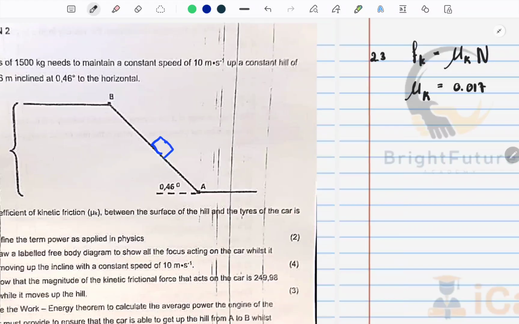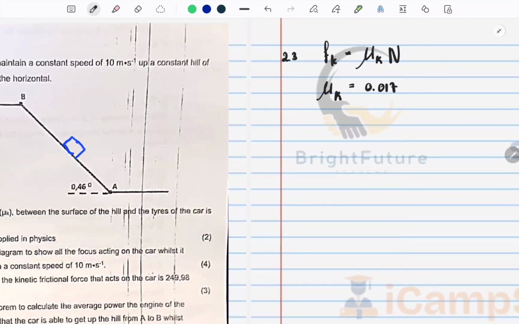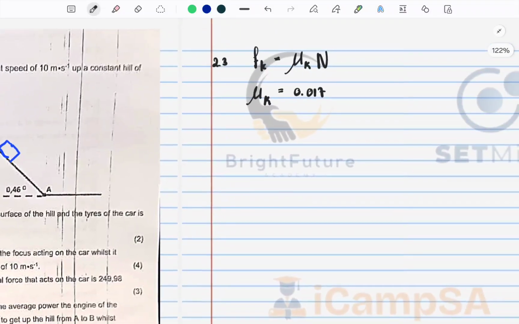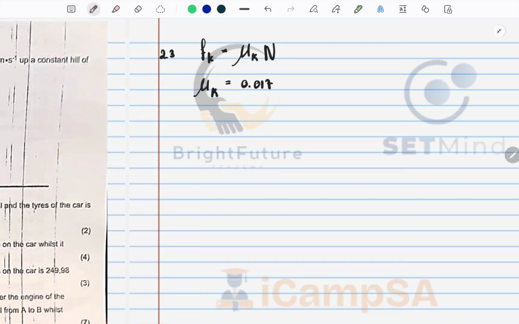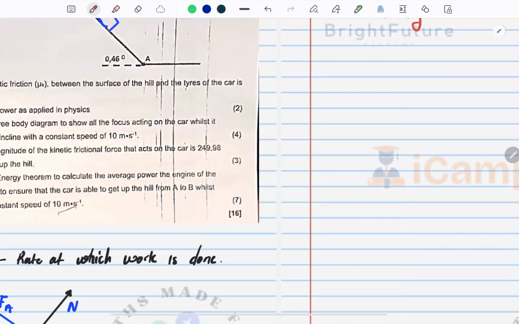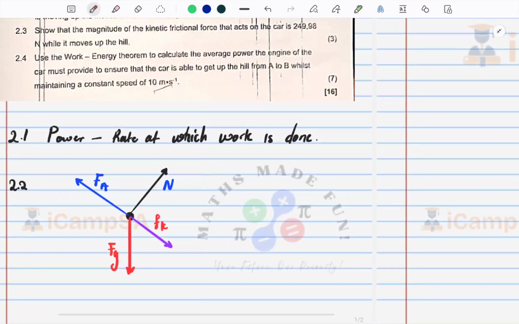Then we just need to calculate your normal force. But in this case, when you have an inclined plane, your normal force is not going to be equal to your Fg, but rather it's going to be equal to the component of Fg. So when you have something like so, you're going to have your components here. This is going to be your Fg perpendicular. Then this is your Fg parallel. This is what you have.